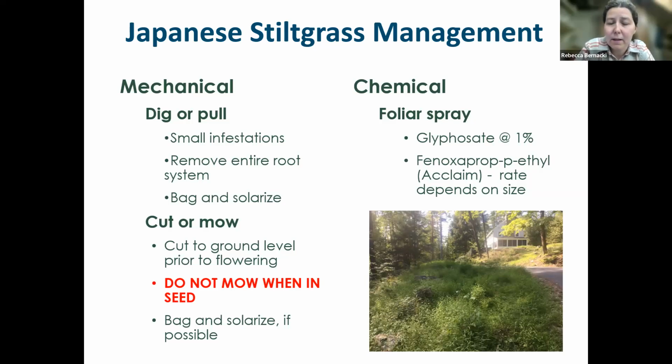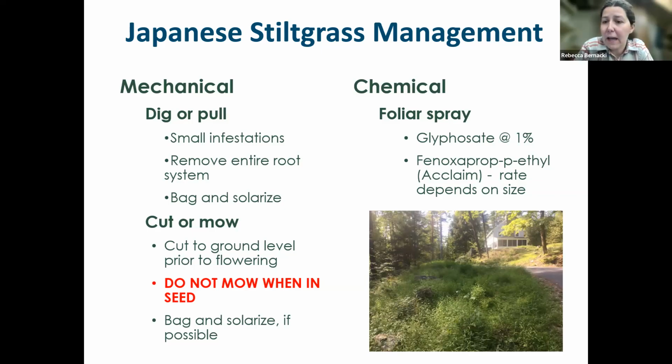For a dense infestation, foliar sprays work great. So we can use, again, we want to check the label, a glyphosate-based product, usually at about 1%. Or we can use something like Clearcast, where the rate is actually going to depend on the size of that plant at the time of application.